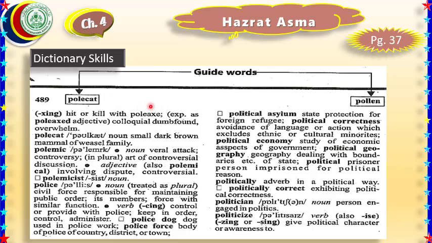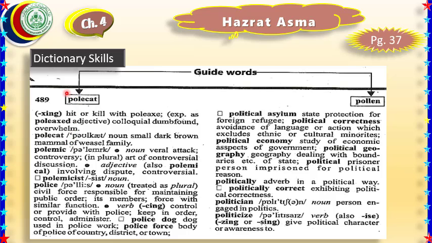For example, this is the top of one page of a dictionary. This 489 is the page number of the dictionary. You can see one word here and the other word is given here. In fact, this word is the first word of this page. What is the first word of this page? The first word of this page is given here, polecat. This is the pronunciation of polecat, and here is the meaning of this word.